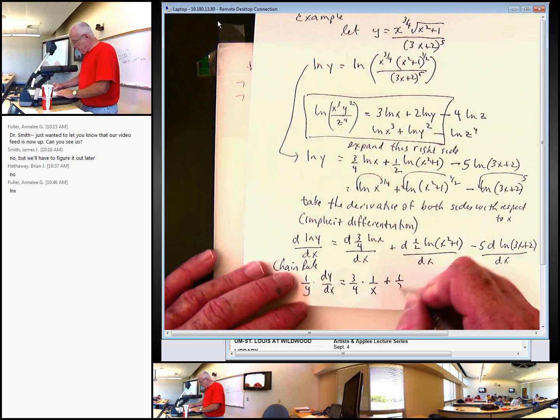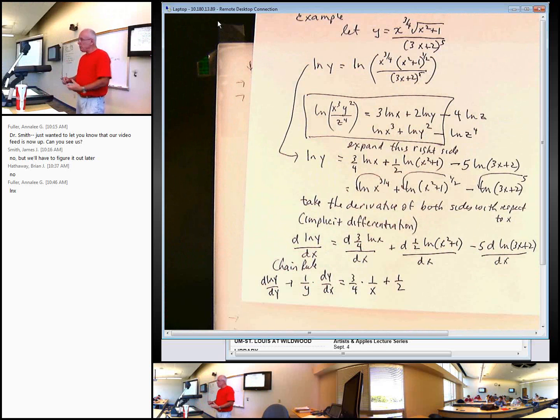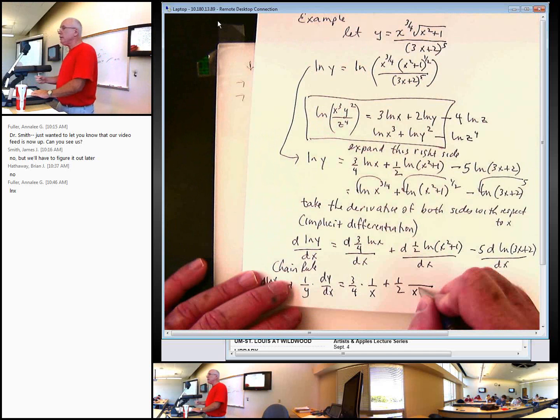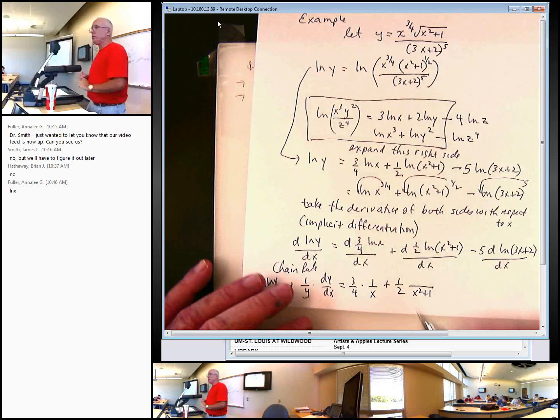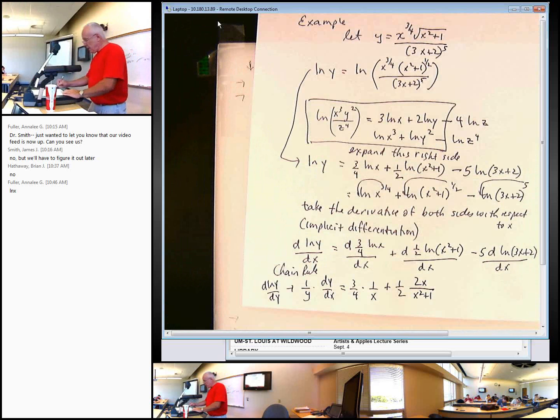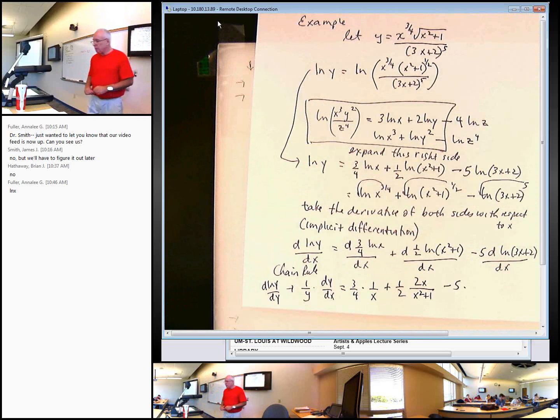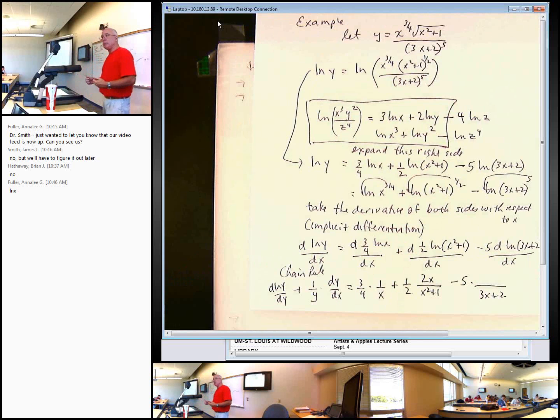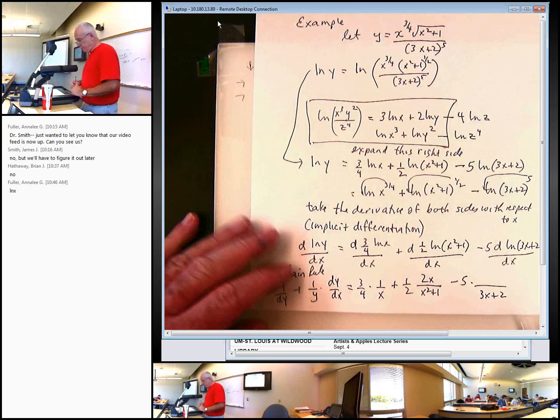We've got a 1/2 here we've got to keep, and we want to get the derivative of the ln of x squared plus 1. Okay, our rule is we put the x squared plus 1, the inside function, in the denominator, and in the numerator we put its derivative. So that's 2x. All right. And then we have our third term, minus 5. And we do the derivative of the natural log of 3x plus 2. Same rule. We put the 3x plus 2 in the denominator, and we put its derivative in the numerator, which is going to be the number 3.